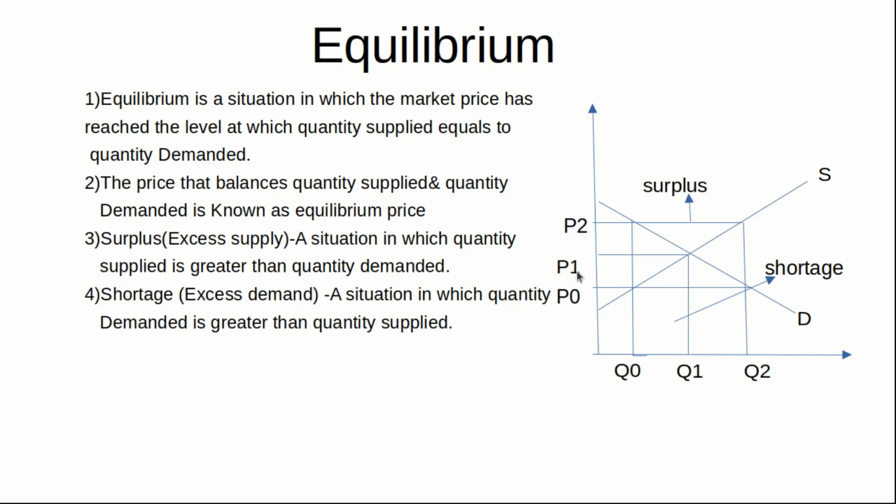When we are at a lower price as compared to the equilibrium price, P0 is lower than P1, then in this case we have more demand and supply is low. This is our supply, Q0 is our supply and Q2 is our demand. So this area is our shortage. Shortage is also known as excess demand. In this situation, quantity demanded is greater than quantity supplied. As you can see, quantity demanded is Q2 and your quantity supplied is only Q0. So this area is shortage.